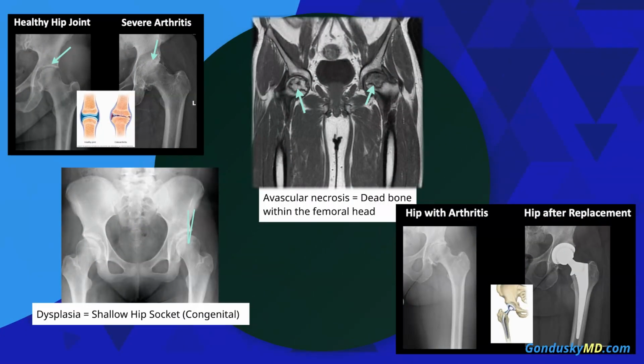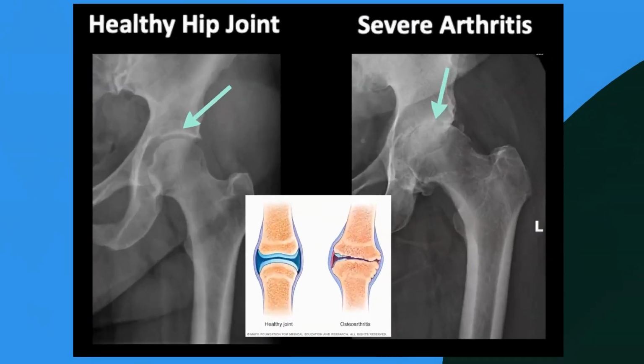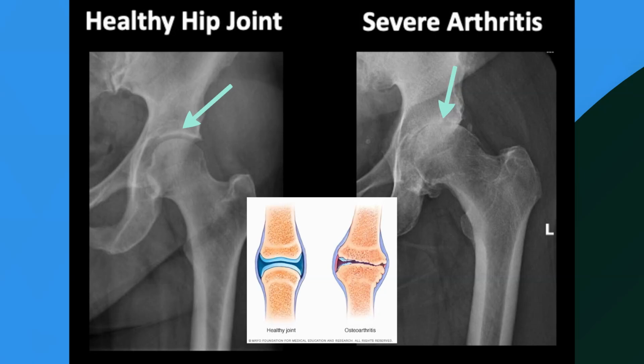Here are some x-rays of some conditions that we'll see in the clinic quite a bit with patients, and we'll go over what this looks like. Here's a healthy hip joint and a hip joint with severe arthritis. Remember, the hip joint is a ball and socket joint. Between the ball and the socket should be space, and that's where the cartilage is. Cartilage you cannot see on an x-ray. At the top of that ball, you'll see the space between the ball and the socket. That space is normal cartilage in a healthy hip joint.